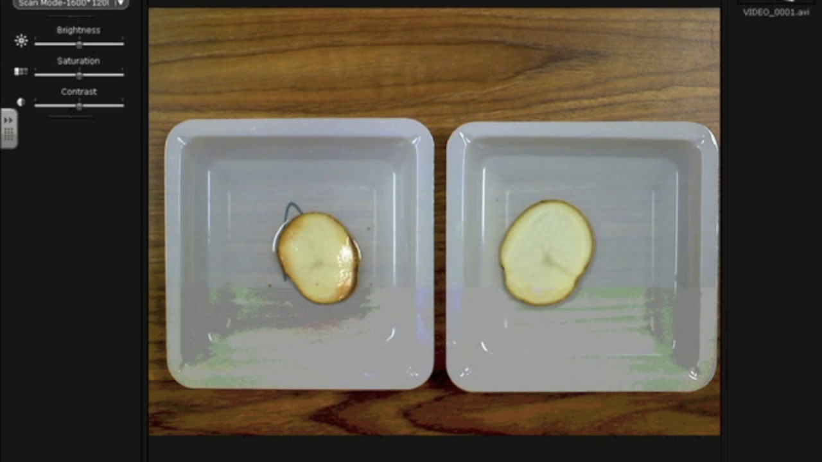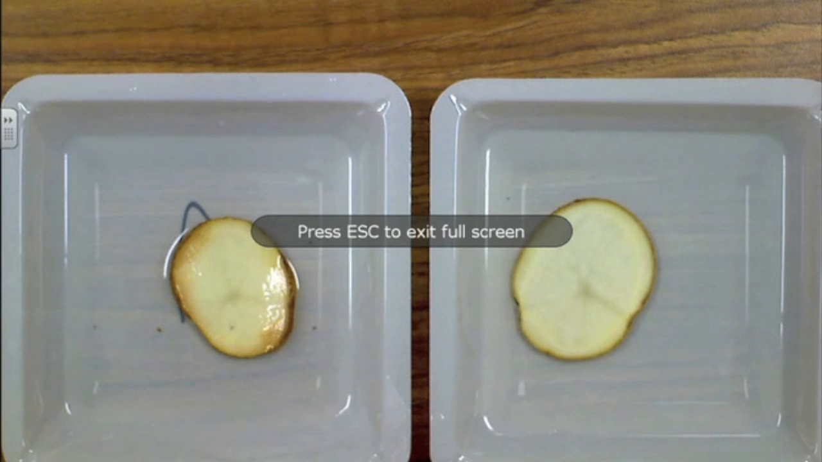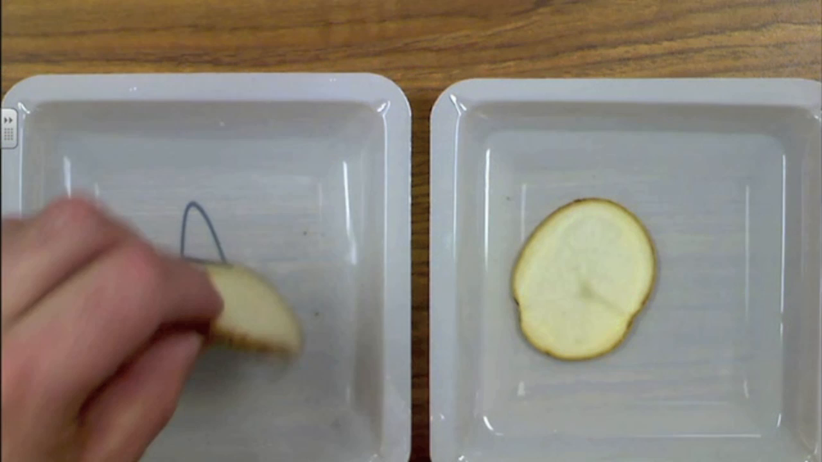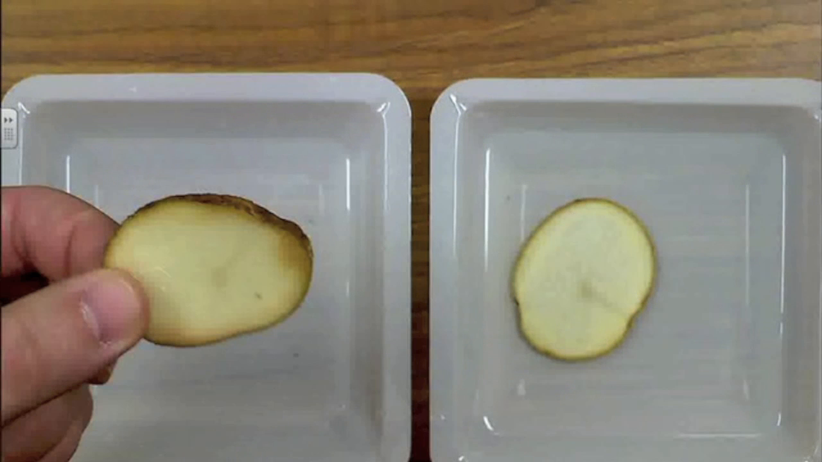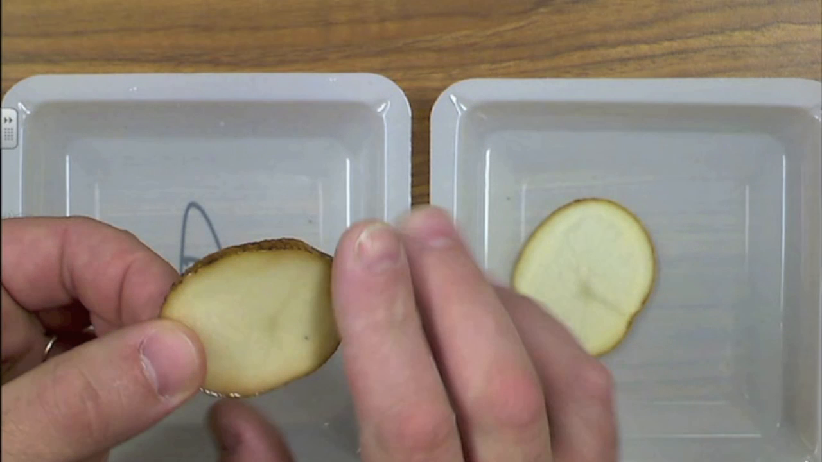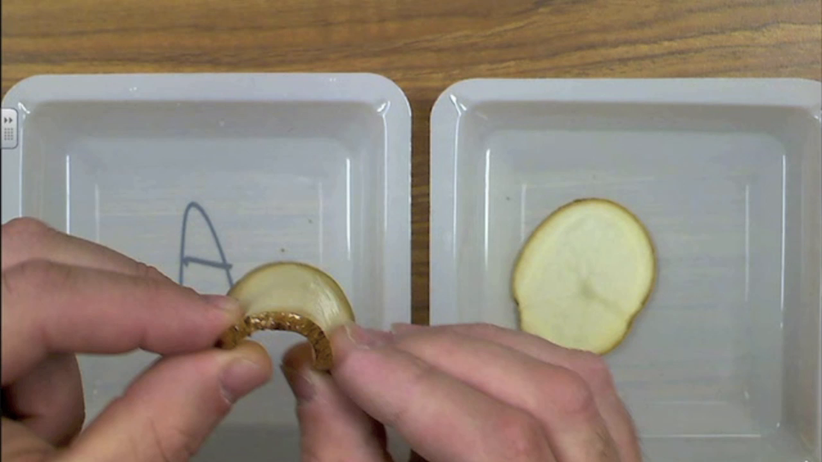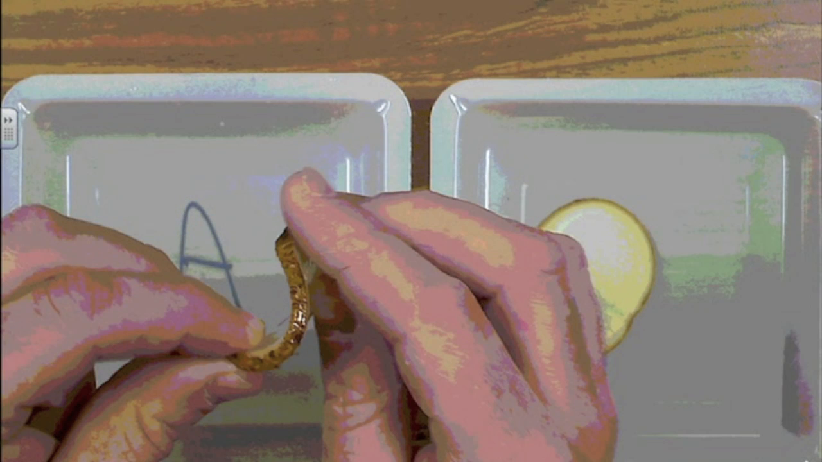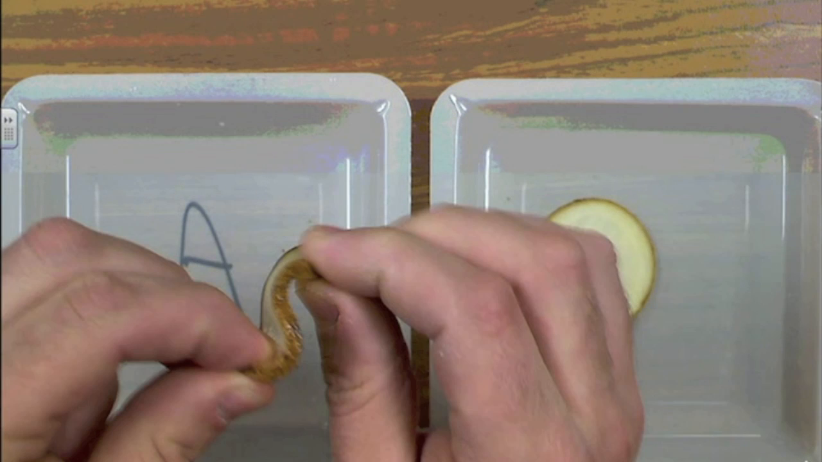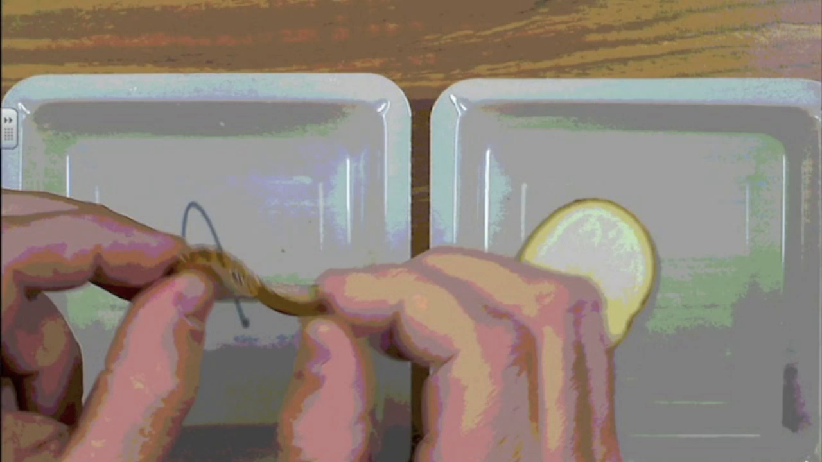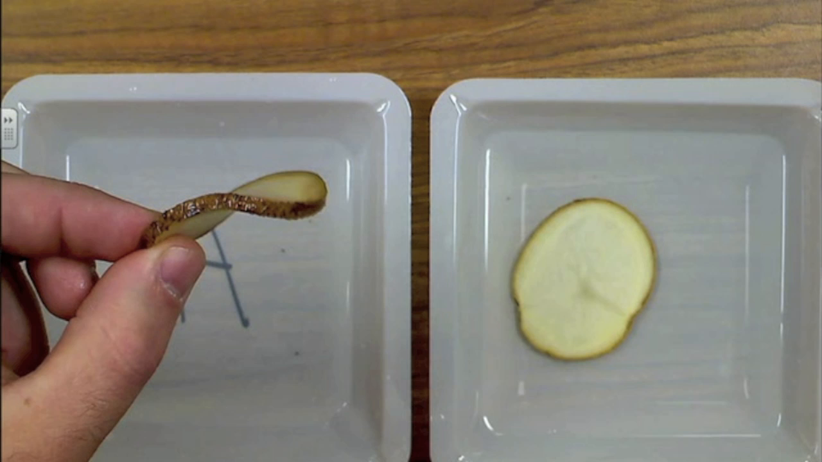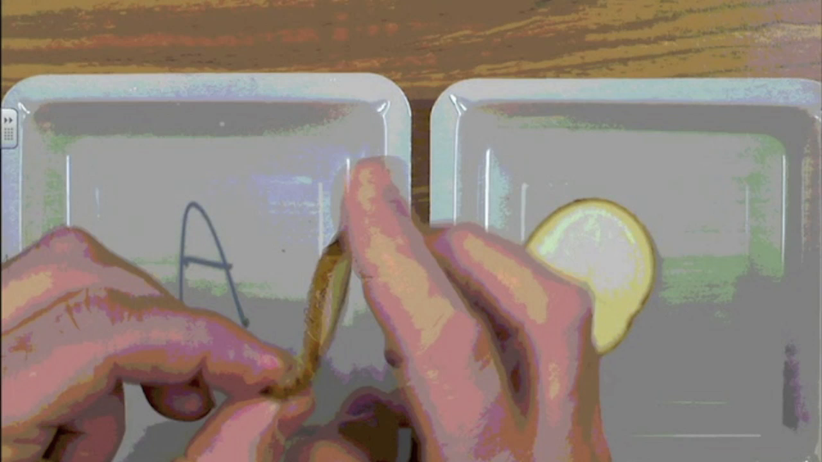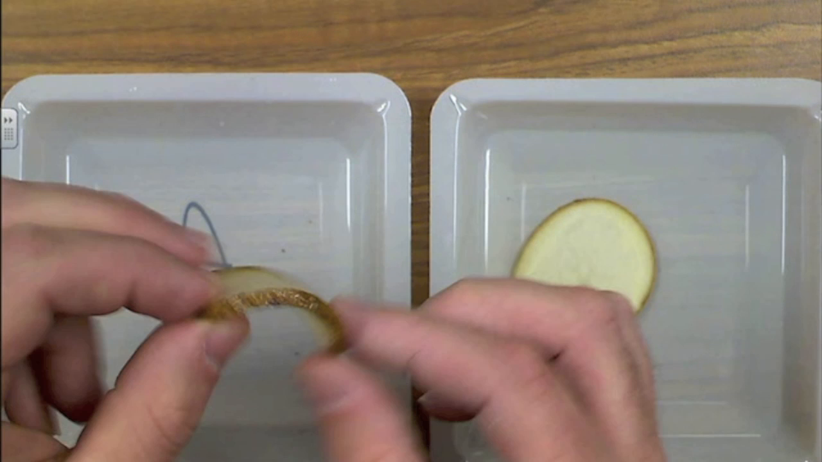Okay, let's go back and look at our potato slices or samples here. So, things that you can observe. First off, if I hopefully can show that this particular potato slice is very flimsy, very flexible, okay? It almost droops. That was the potato slice that was soaking in letter A.